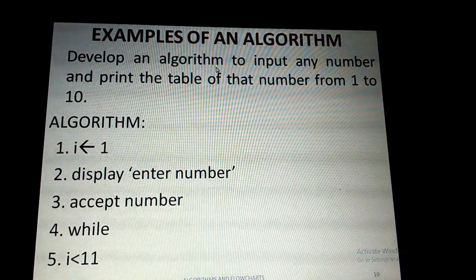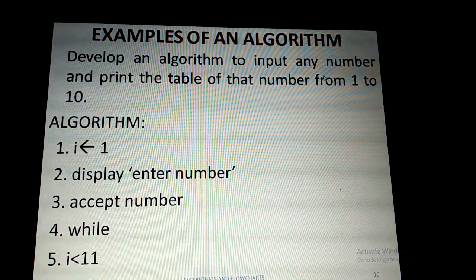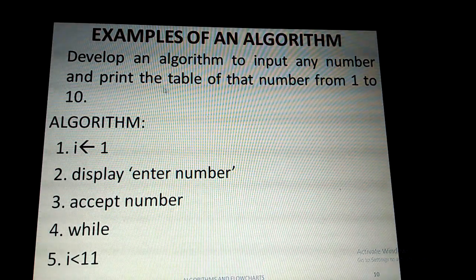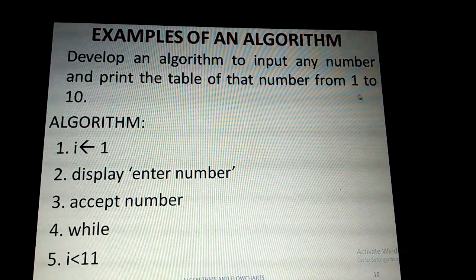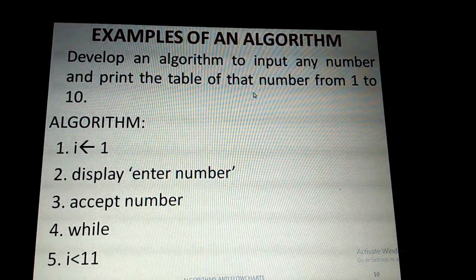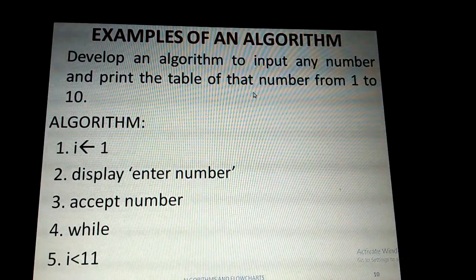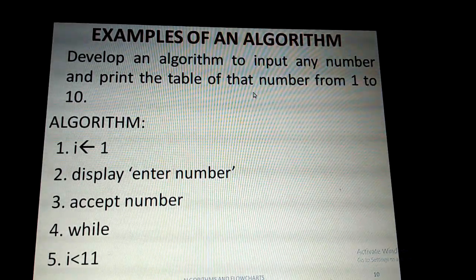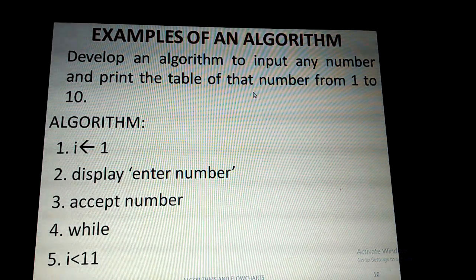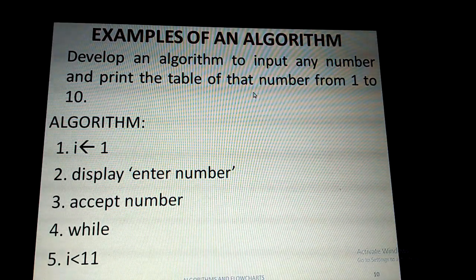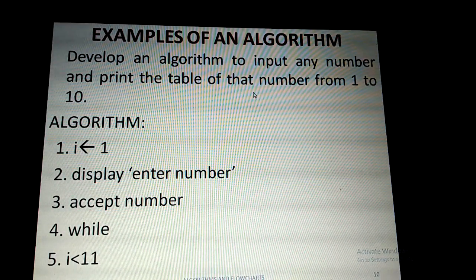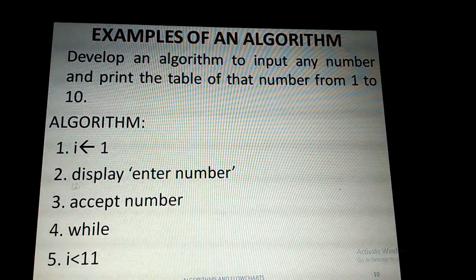The next example is, we need to develop an algorithm to input any number. We need to take any one number and print the table of that number from 1 to 10. That is the multiplication table for the given number. For example, if you want to generate the fifth multiplication table from 1 to 10, it will start from 1 multiplied by 5 is equal to 5, and end at 10 into 5 is equal to 50. So like that we need to continue. In order to get that multiplication table, we need to write the algorithm like this.